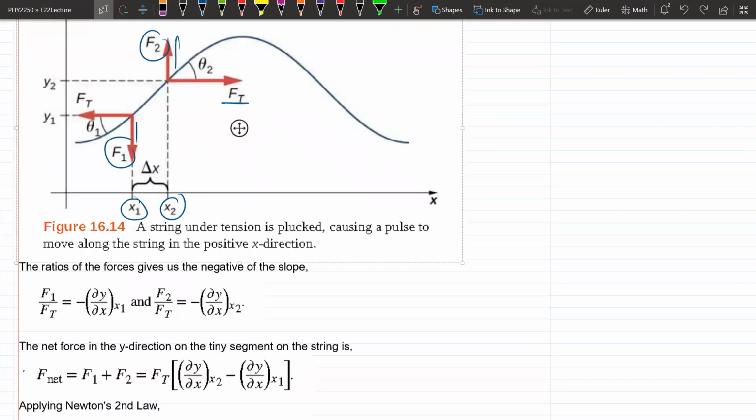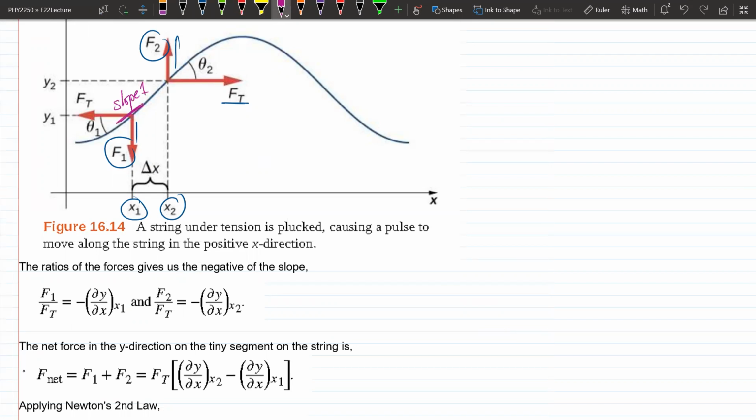I'm going to look at the ratio between F1 over the tension force. Why am I doing that? The ratio of this over the tension force is the drop, but it's like the rise. And the tension force is going horizontal, that's kind of like the run. When you have a rise over a run, you get what from a graph? Slope. Yeah, exactly.